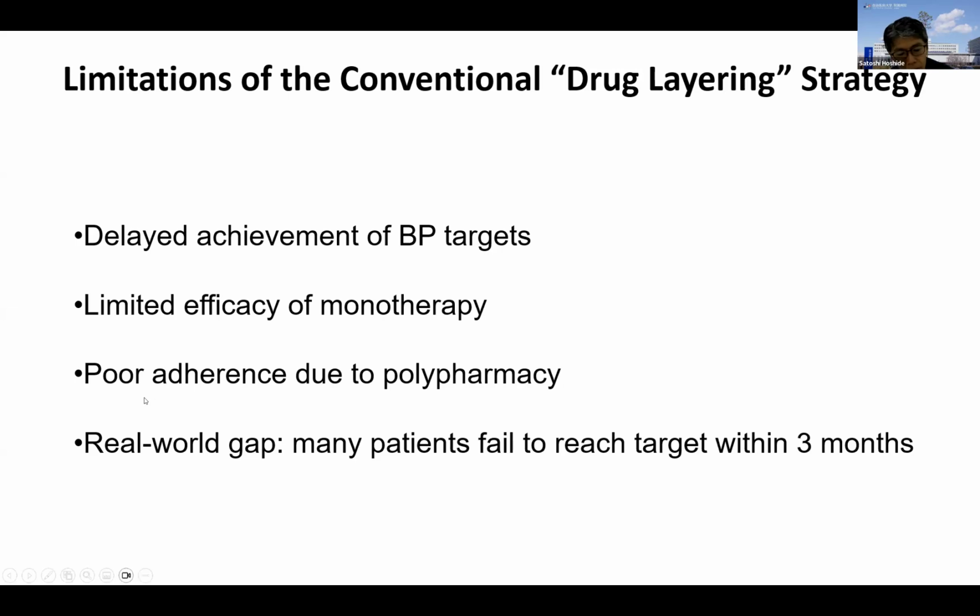Third, once we move to add multiple drugs, particularly in separate pills, polypharmacy becomes an issue. The patient adherence starts to drop. Now, in the real world, a significant proportion of patients fail to reach their target blood pressure even after 3 months of treatment, especially if managed through this conventional titration model.